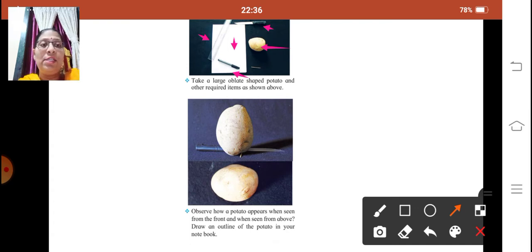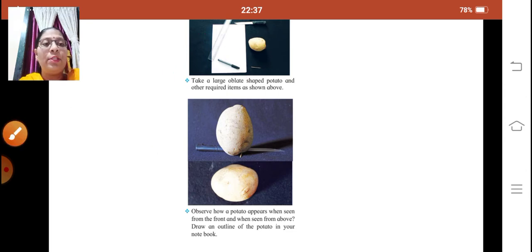And then see the second picture. This is the first picture, and the second picture you can see. Observe how a potato appears when seen from the front and when seen from above. From above, draw an outline of the potato in your notebook. Okay, so you can try this activity, just drawing it. Don't use the knife to do this activity. You can just see it in the video.